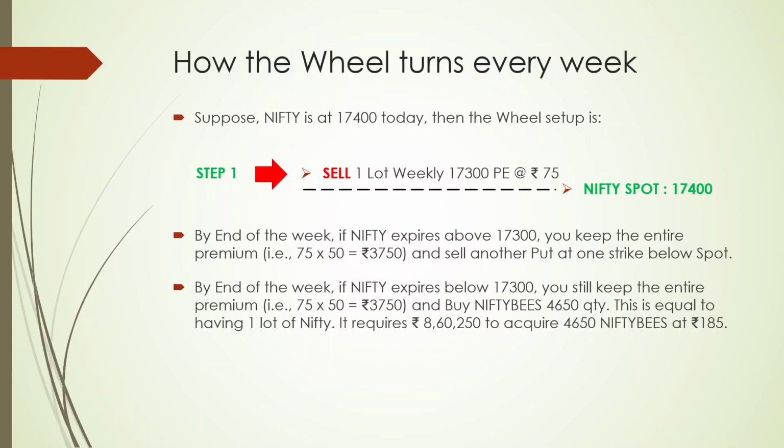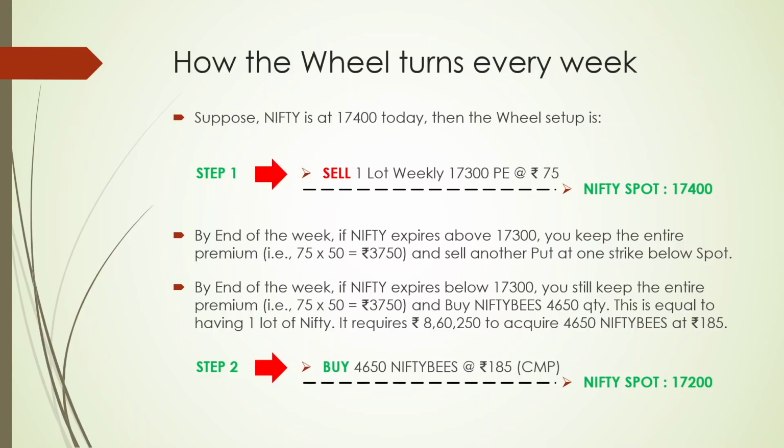Okay, you will require roughly 8.5 lakh, which is the amount required for taking delivery of one lot equivalent of Nifty, because one lot of Nifty F&O is costing around 8,60,000 rupees. That is what I explained in step 2. So we buy the Nifty Bees, 4,650 quantity, at CMP, whatever is that day's closing price towards the close, you can simply go and buy that. Then the moment you buy it, simply sell the call against it for the next week.